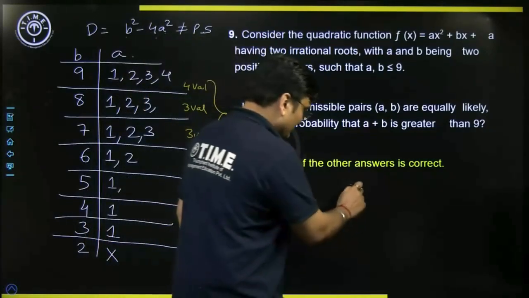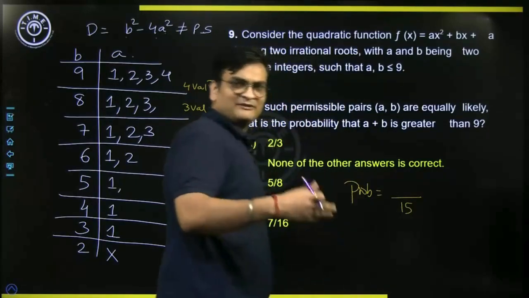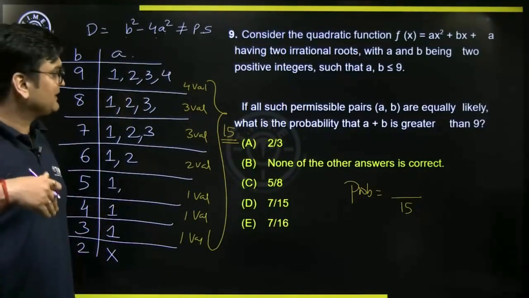So that means my required probability will be, total cases is 15. 15 values that A comma B can take. Now out of this 15, in how many cases is A plus B greater than 9?